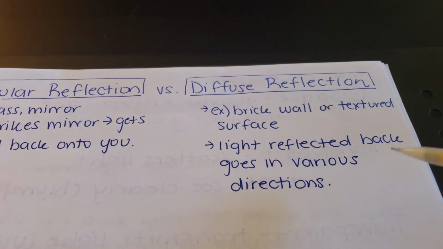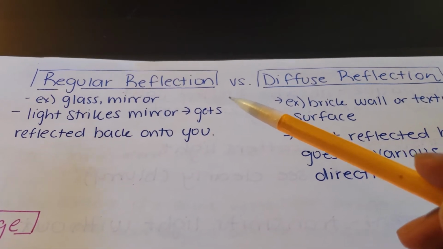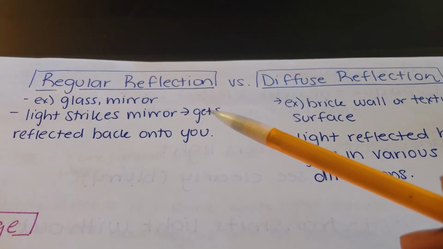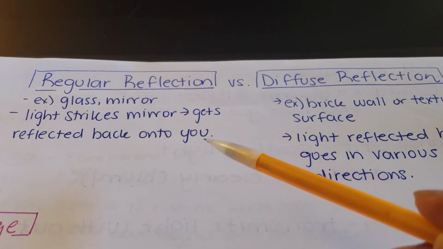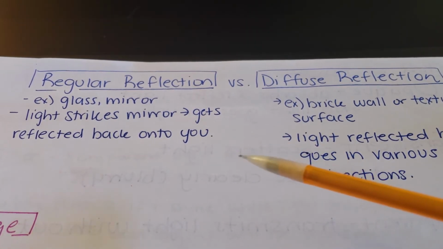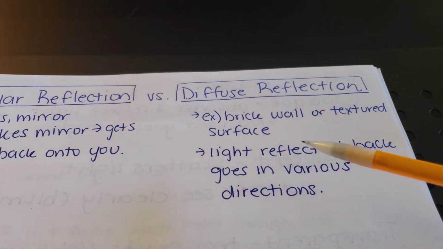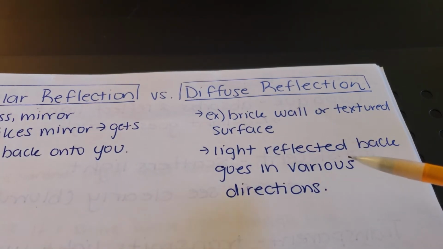So make sure you understand the difference between diffuse reflection and regular reflection. Remember that with regular reflection, you see a reflection because it is somewhat of a smooth surface and the way that the light is being reflected onto that surface and coming back is more in a parallel fashion, rather than diffuse reflection, when the light that is hitting that object and coming back to you is kind of going all over the place.